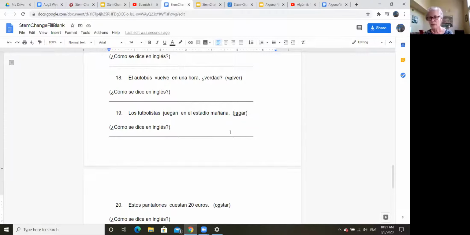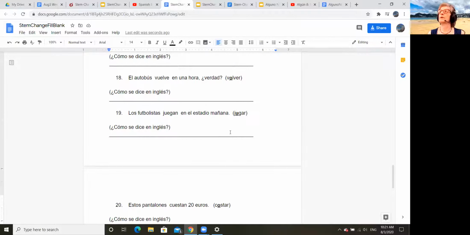Futbolistas refers to soccer players. Would you also call them footballers? You could. Do they do that in Britain? I think they might. That's what I was wondering. I thought I'd heard that before.